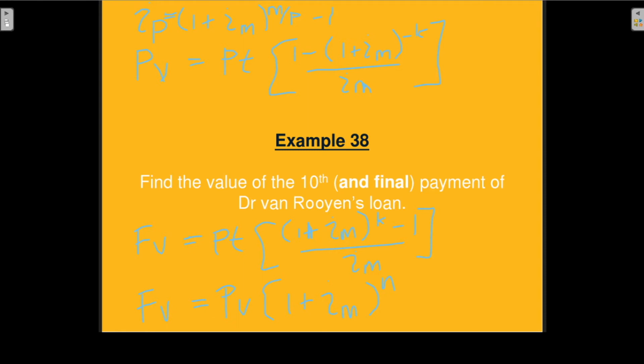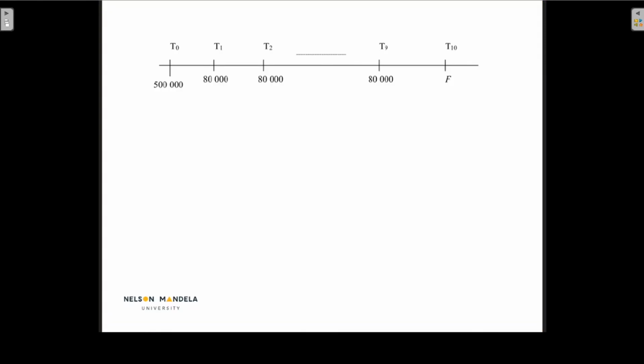Okay, so if we look at this timeline of ours, she borrows an amount of 500,000 rands. Then she makes 9 full payments of 80,000 rands each. And then the 10th and final payment we will indicate with a capital F. And we want to calculate what that final payment should be. At this stage, we know that that final payment must be less than 80,000 rands.